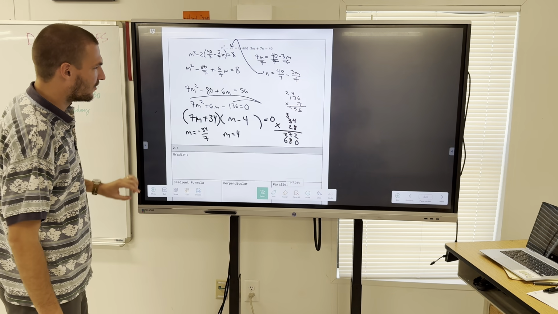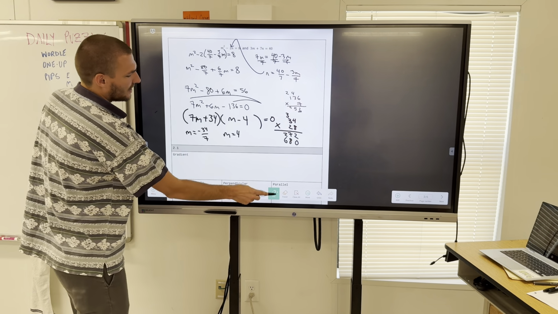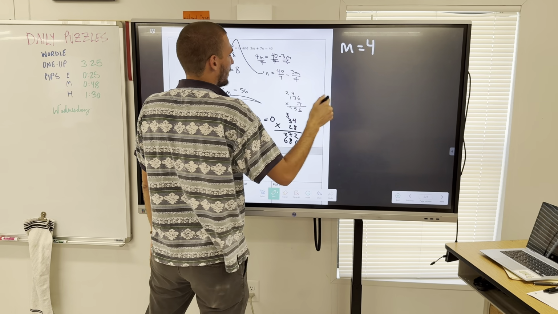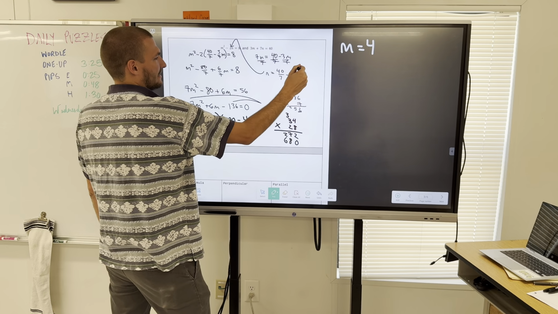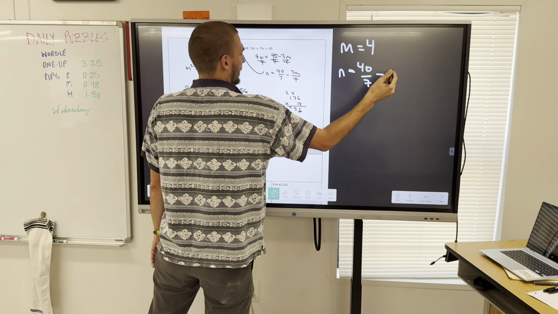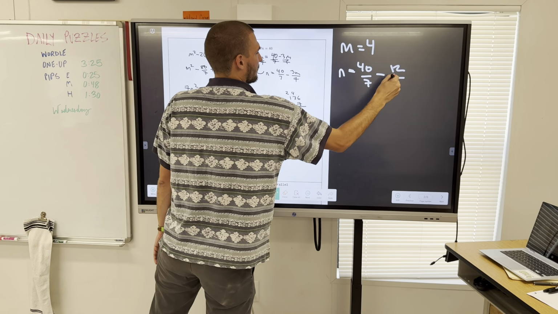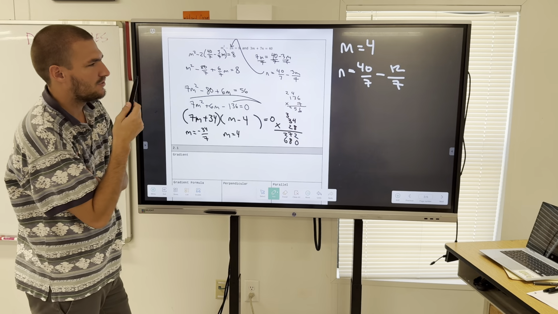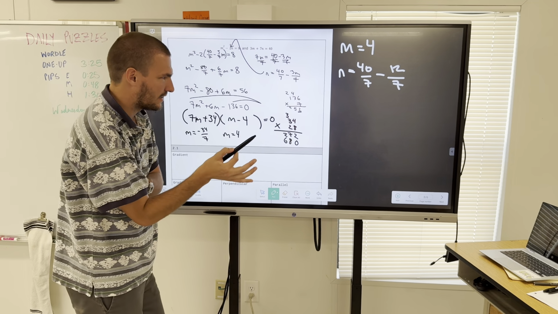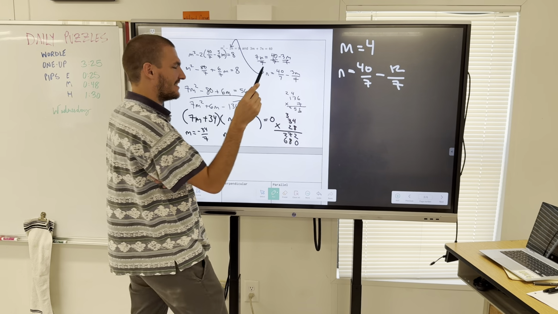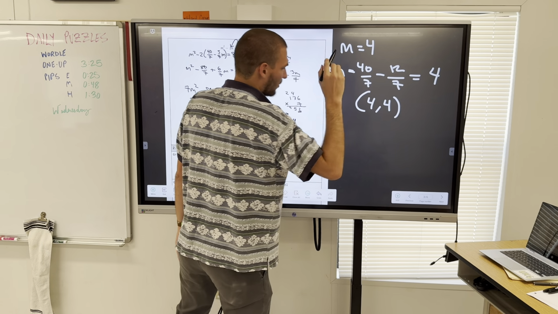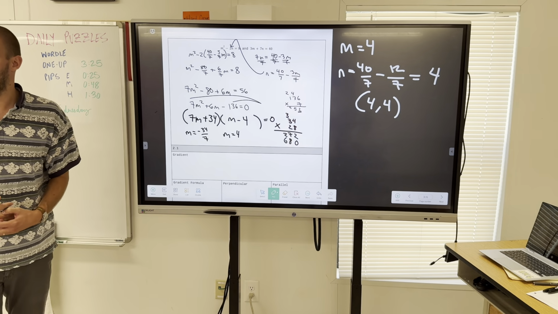If we take the 4 and we plug it in, we should get one of our answers. M equals 4, and plug in the m probably to this area. N equals 40 over 7 minus 3 times 4 is 12 over 7. When you subtract fractions, you subtract the tops. 40 minus 12 is 28. And then 28 divided by 7 is 4. So 4, 4. Our 2 graphs touch at 4, 4.